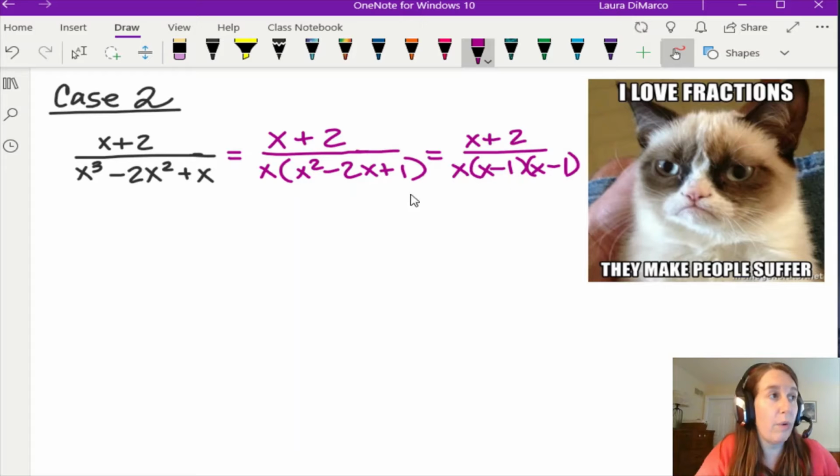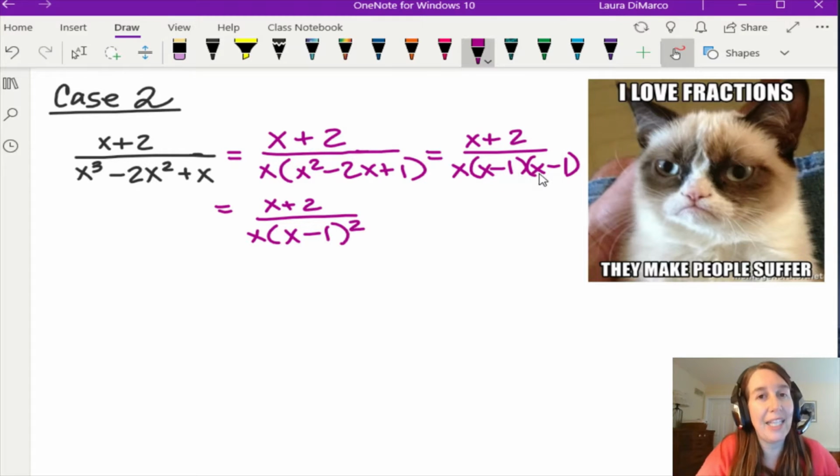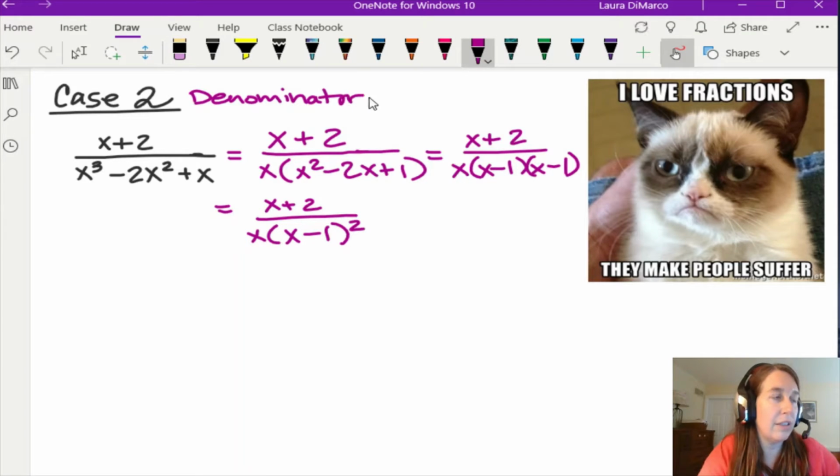Okay, so what we have here is x plus 2 on the top. On the bottom, we have x, and then notice x minus 1 times x minus 1 would be x minus 1 squared. This is a repeating linear factor. Remember on the other case, it was the non-repeating linear factors. So case 2 is actually that the denominator has a repeated linear factor.